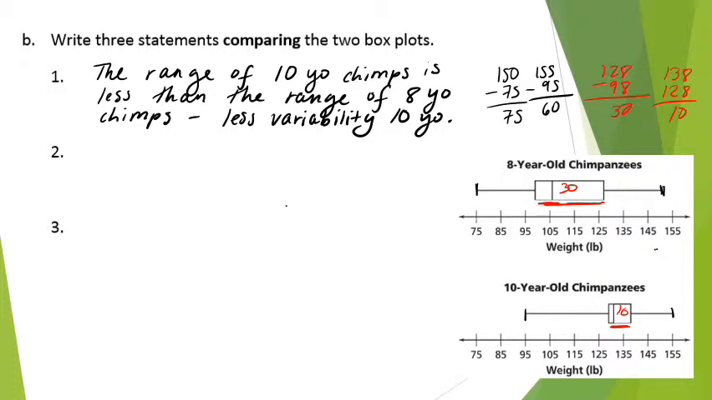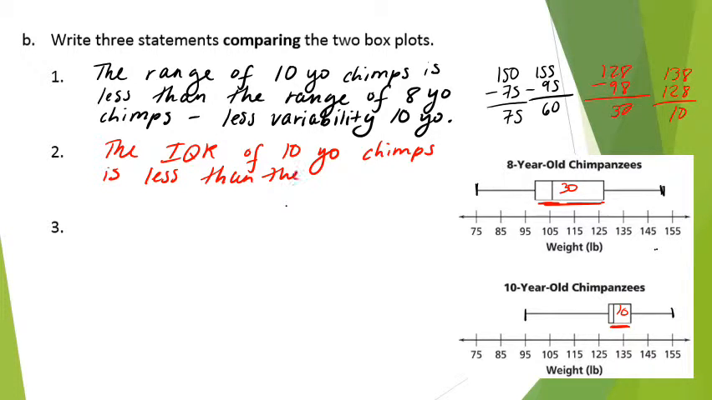So I'm noticing that the middle 50% of the values are much closer together with 10-year-old chimpanzees than with 8-year-old chimpanzees. So we're going to talk about how the interquartile range of 10-year-old chimps is less than the interquartile range of 8-year-old chimps. Again, that suggests to me that there's less variability among the 10-year-old chimps. They're more consistent.